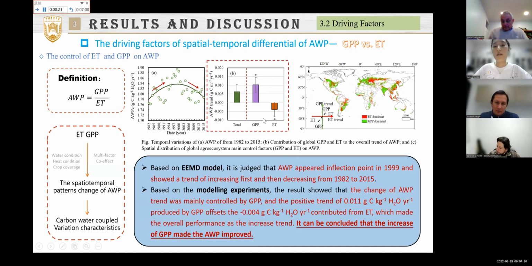Based on the modern experiments, the results show that the change of AWP trend was mainly controlled by GPP, and the positive trend of 0.011 gram in carbon multiplied water per kilogram produced by GPP offsets the 0.004 gram in carbon multiplied water per kilogram contributed from ET, which made the overall performance an increased trend. It can be concluded that the increase of GPP made the AWP improved.